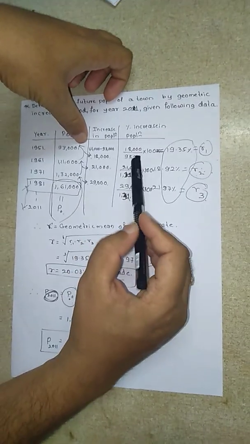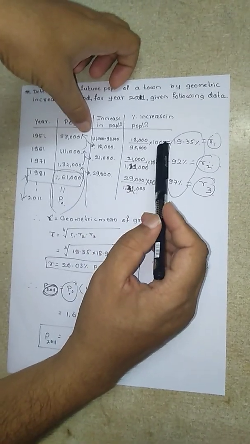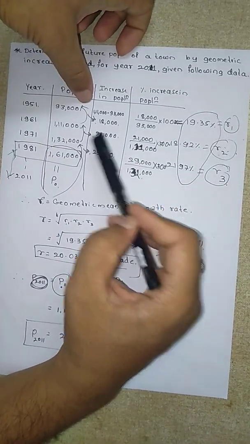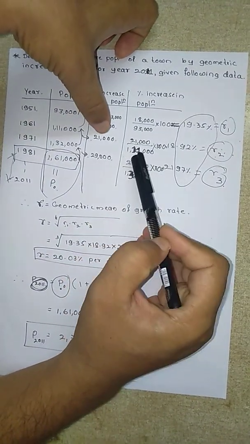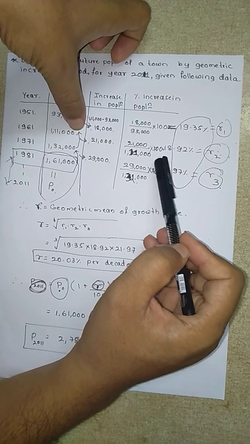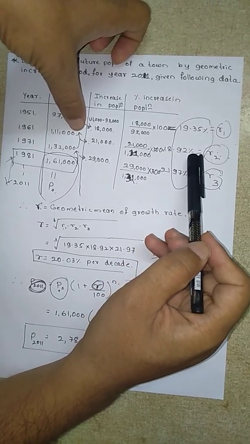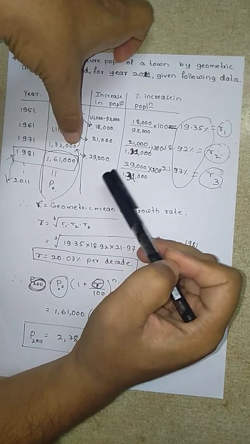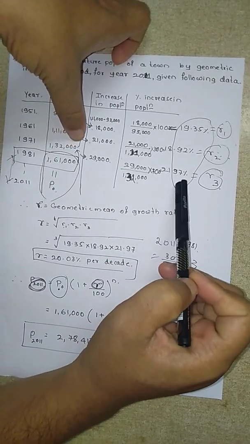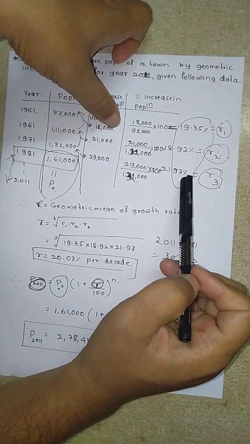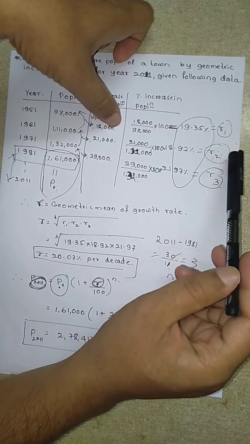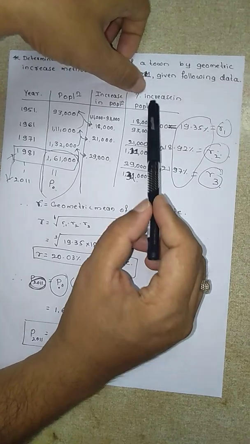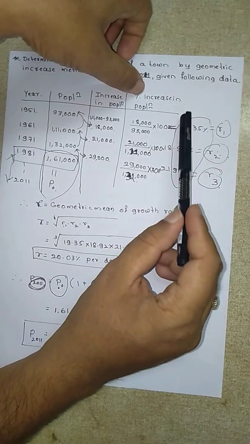So 18,000 divided by 93,000 multiplied by 100, you are going to get 19.35%. Then 21,000 divided by 1,11,000 multiplied by 100, you will be getting 18.92. Then 29,000 divided by 1,32,000, you will be getting 21.97. So what are R1, R2 and R3? R1, R2 and R3 are the percentage increase in population.